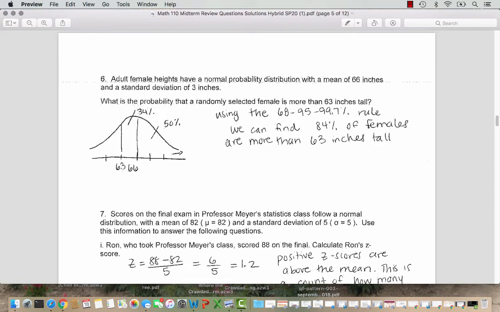So using the 68, 95, 99.7% rule, I sketched out a little distribution here. And I put 66 in the middle, and then I counted down 1 standard deviation to get to 63. And so I can add up the areas there to see, okay, 34% plus 50% is going to add up to 84%. You could do this in StatCrunch as well. So if you want to go into StatCrunch, you would put this in the normal calculator. So let's pause and go into StatCrunch and see how this would work.